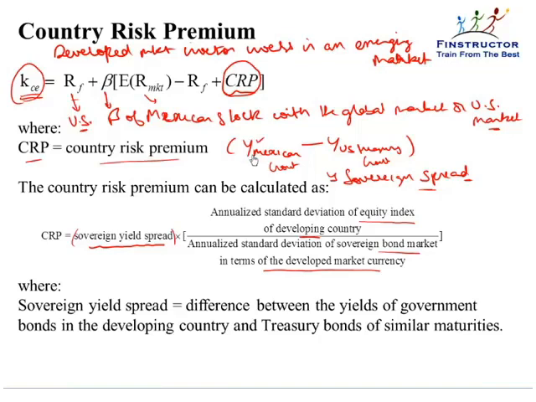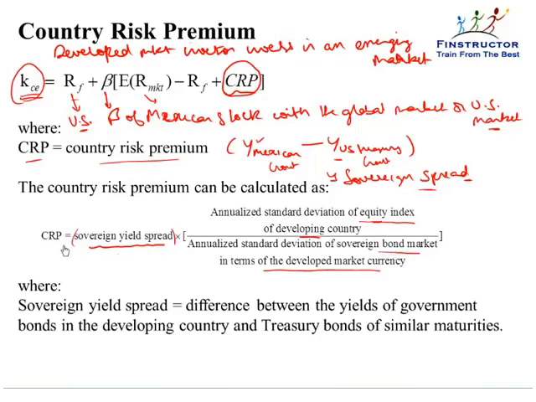So Mexican debt itself is more risky than US debt to the extent of the sovereign yield spread. And then Mexican equity is more risky than Mexican debt to the extent of this ratio. So the standard deviation of the equity index is the risk of equity, divided by the standard deviation of the bond market, which is the risk of the bond market.